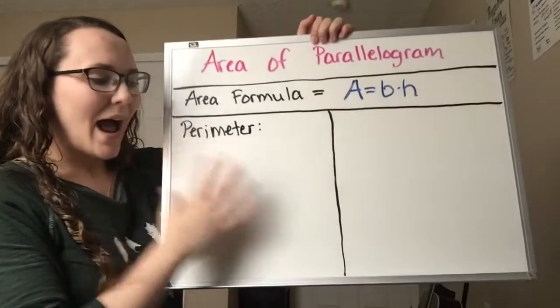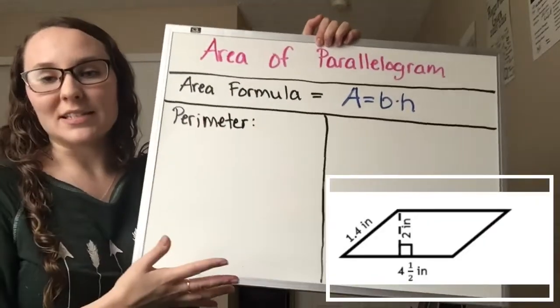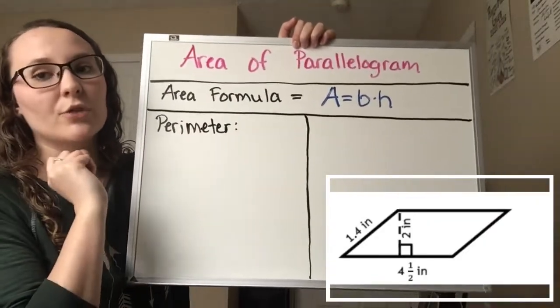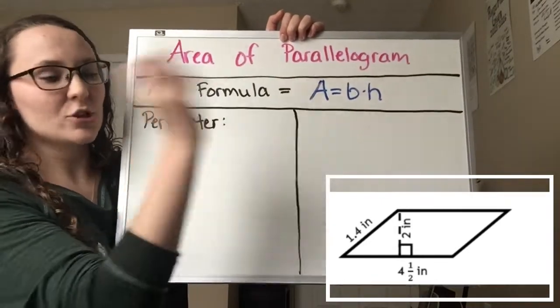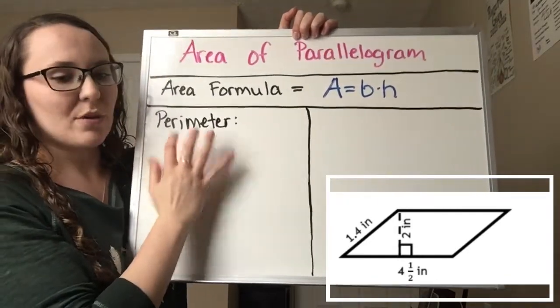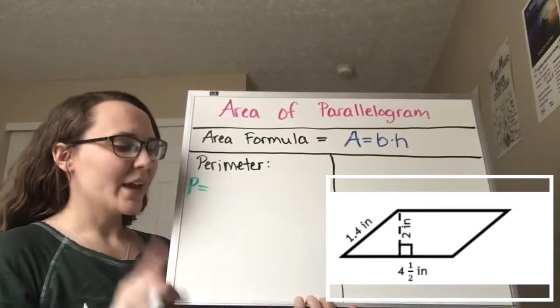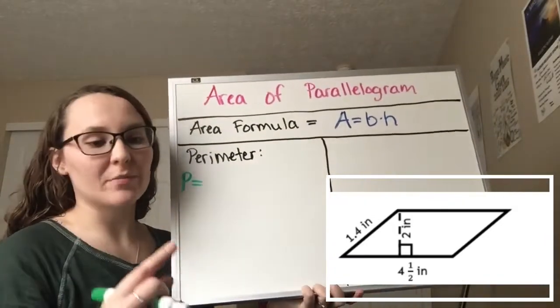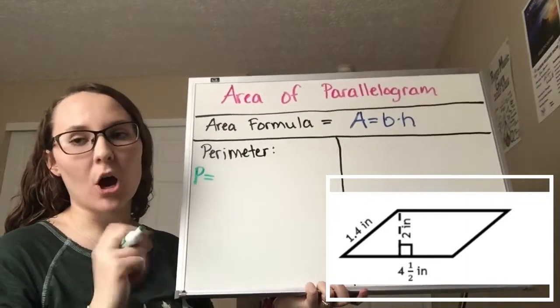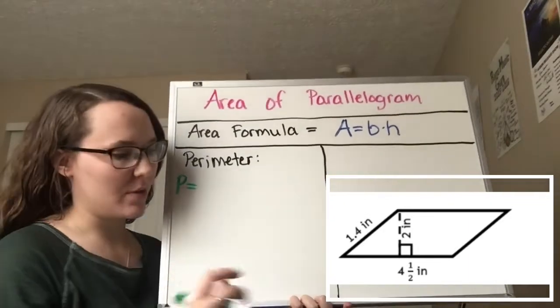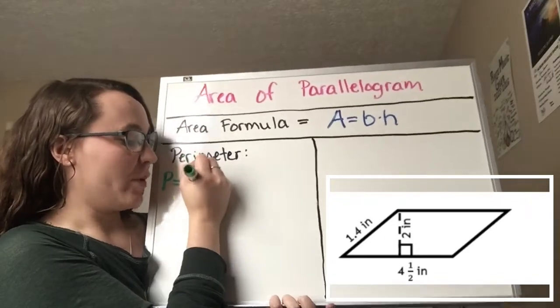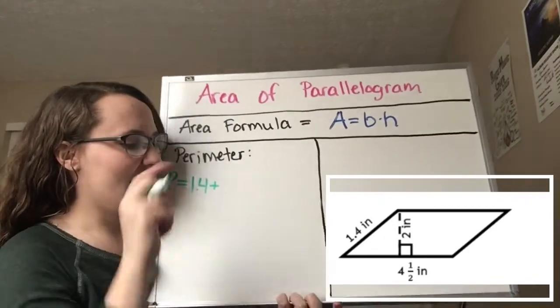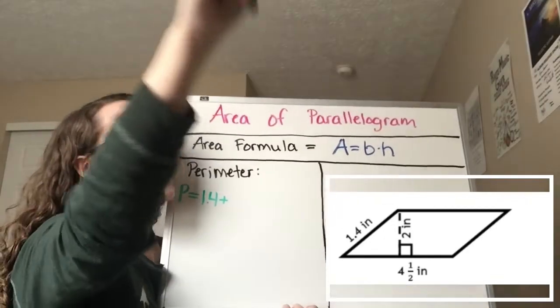Now, I don't have a picture of the shape on my board because it doesn't fit, but I put it up on the screen for you here. We're using this picture to find the perimeter and the area. Looking at that picture, to calculate the perimeter, we need to go around the whole shape, so we add up all of the side lengths. I'm going to start with 1.4 plus, and then if I go around the top, what is the length of that top?